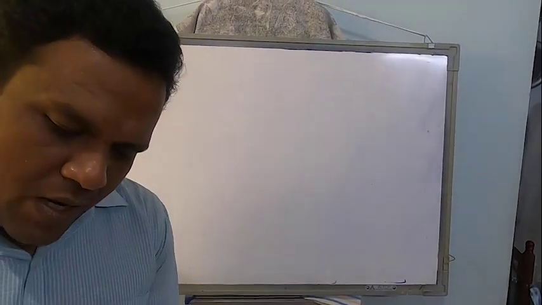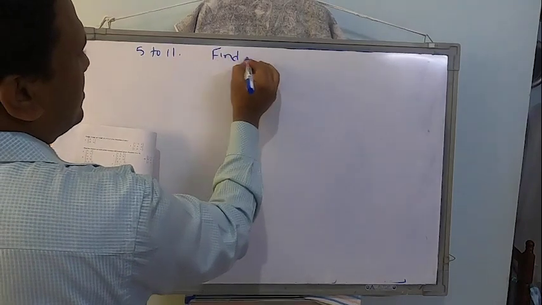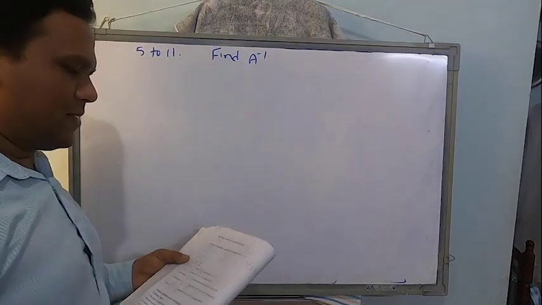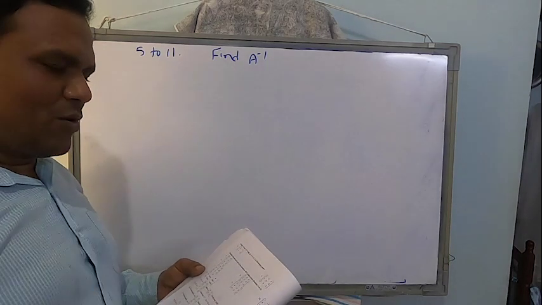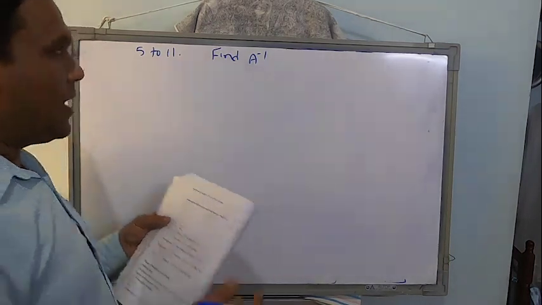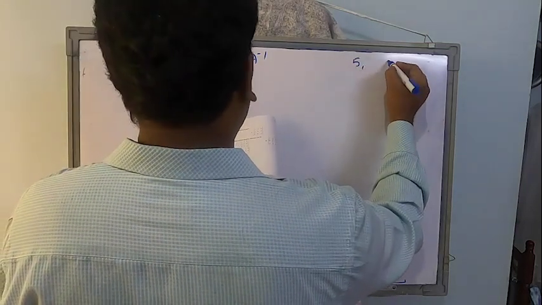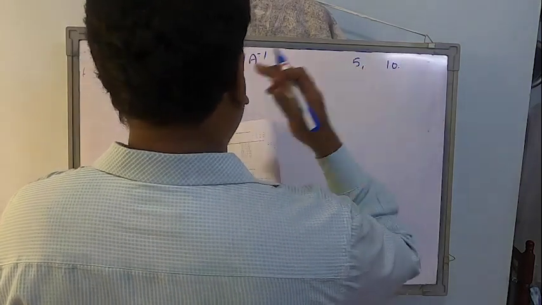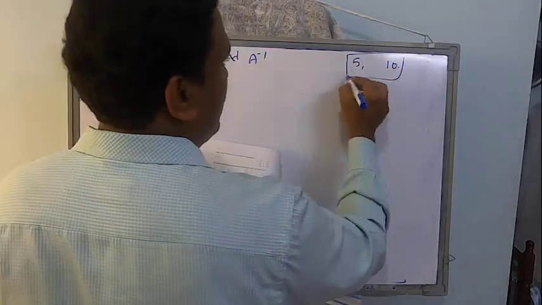Okay, and the heading for problems number 5 to 11 is finding the inverse of each of the following matrices. There are around 6 problems, so I will not do all 6. What I will do here is problem number 5 and problem number 10. 2 problems are enough, I guess. Okay, I will explain for these two.